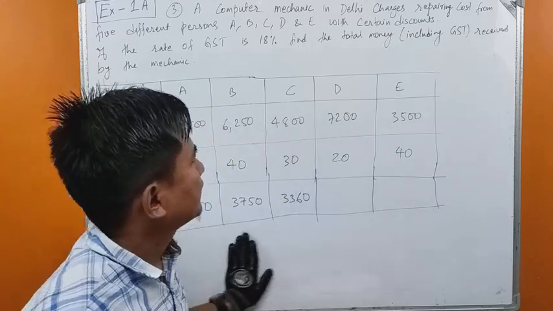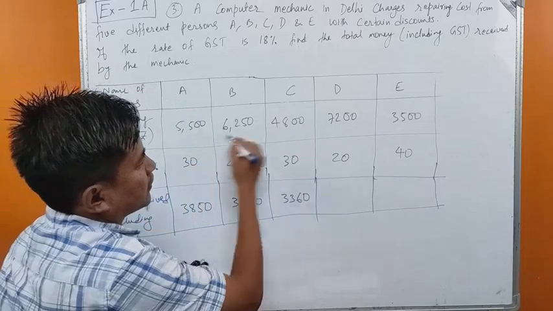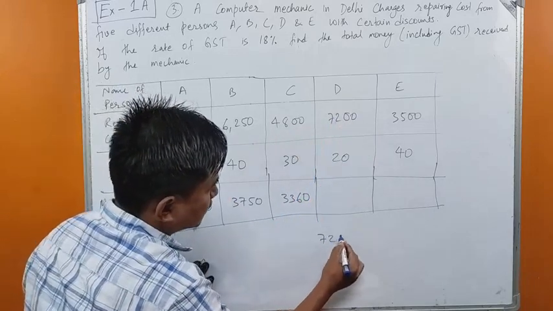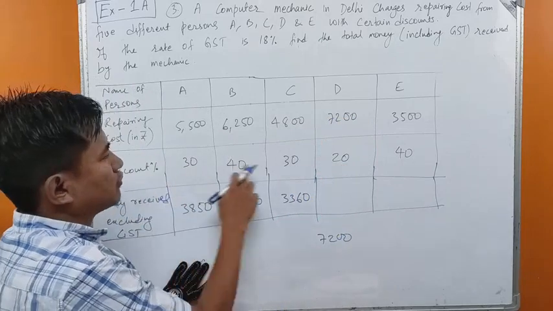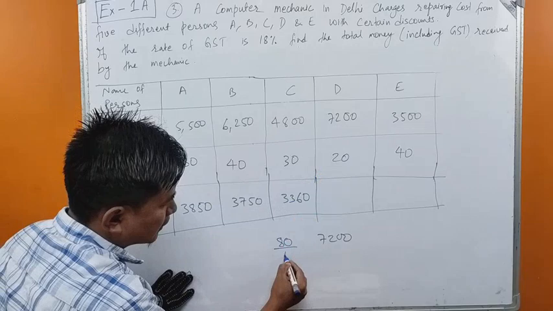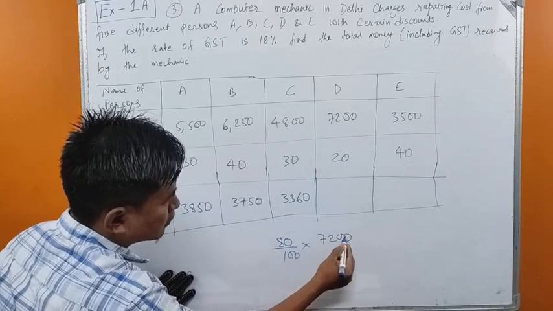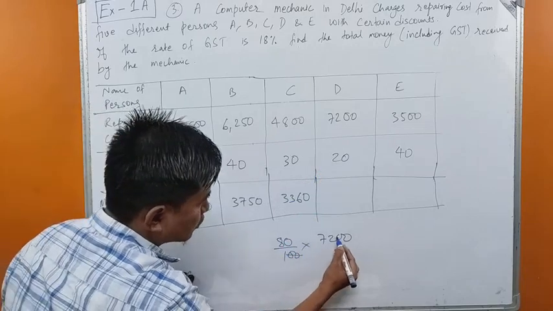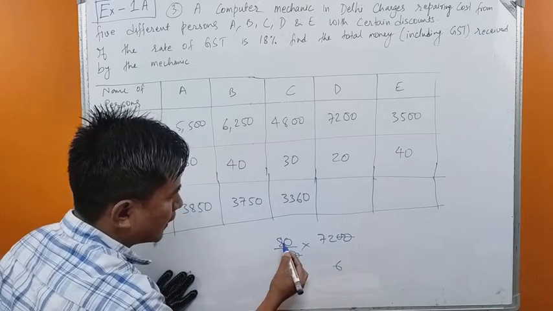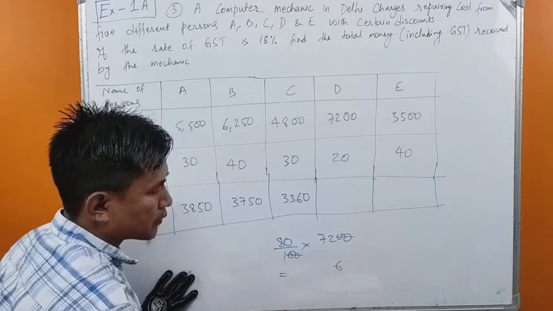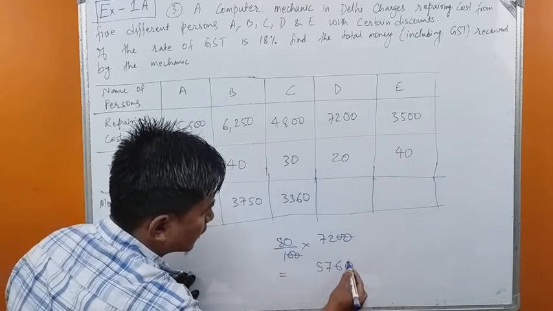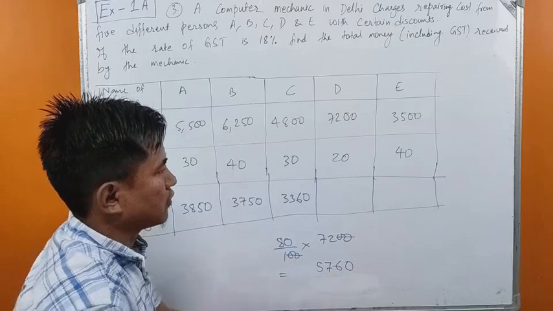Let's calculate for D. Repairing cost for D is 7,200, but he got a discount of 20%, so he needs to pay 80%, isn't it? 80% of 7,200. Two zeros cancel out. 8 2s are 16, 1 in hand. 8 7s are 56. 56 plus 1 is 57. This 0 we write here. 5,760.